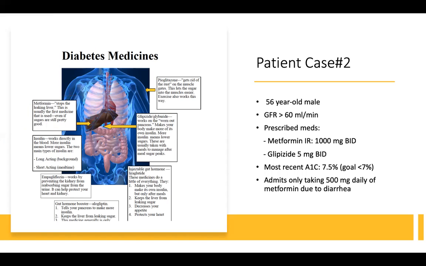Patient case number 2. In this case, we have a 56-year-old male with good kidney function. He is prescribed metformin max dose and glipizide 5 mg BID. His recent A1C is 7.5%. The patient admits only taking 500 mg of metformin daily due to diarrhea. What intervention will you make for this patient?